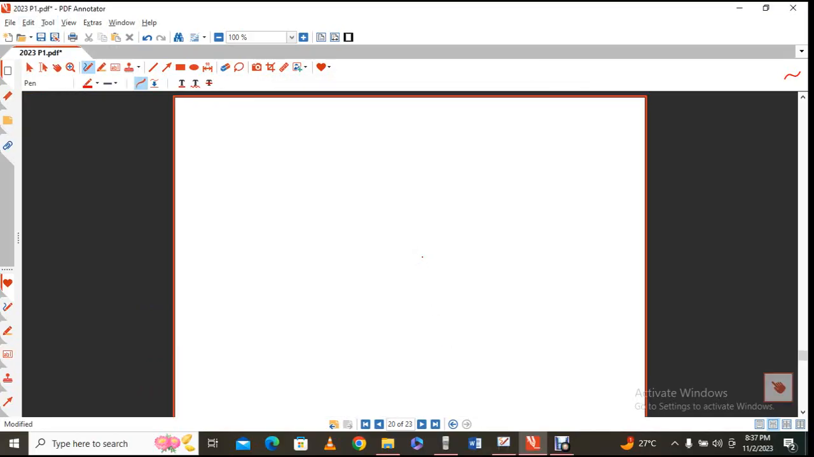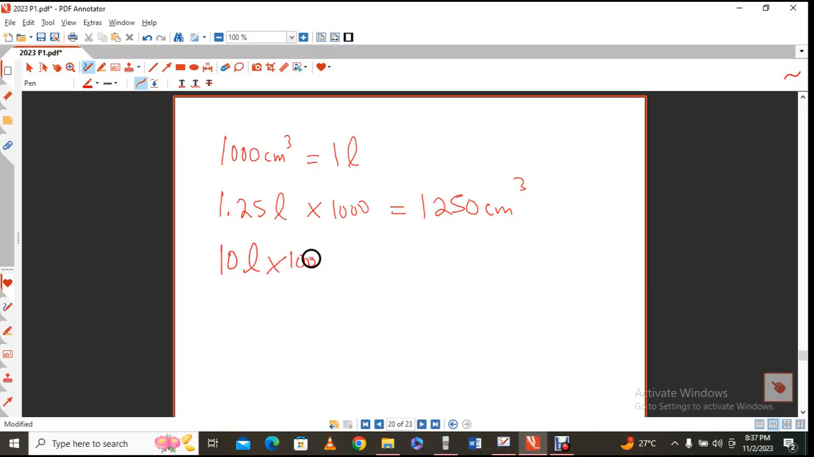So you also need to understand the relationship between capacity and volume. You know that 1,000 cubic centimeters is equal to 1 liter, and one container is 1.25 liters. If you multiply that by 1,000, you have 1,250 cubic centimeters. That's the volume and capacity. The other one is 10 liters. If you multiply that by 1,000, you get 4 zeros, which is 10,000 cubic centimeters. Now those are the volumes that I was talking about.